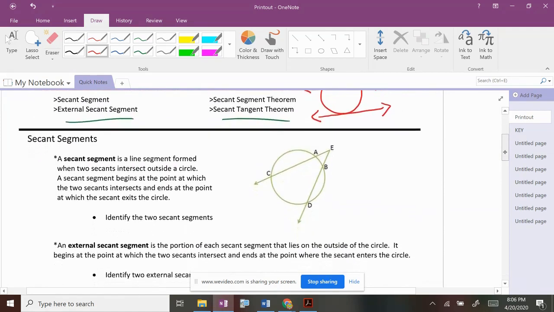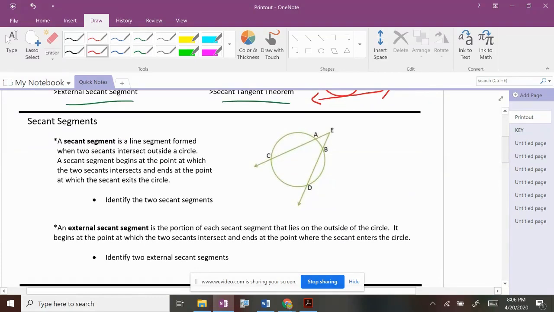Taking a look at the definition here for a secant segment: a line segment formed when two secants intersect outside a circle. A secant segment begins at a point at which the two secants intersect and ends at the point in which the secant exits the circle. So making sure that we can identify two secant segments, and hopefully you can say segment EC and segment ED. Okay, so look at that, and hopefully you know where those two segments are on the circle.